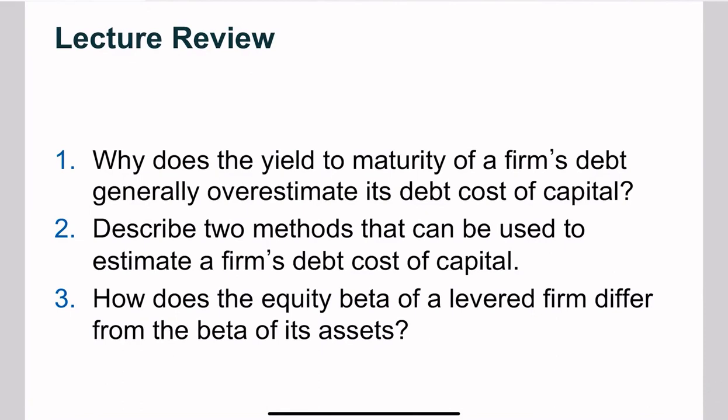First, why does the yield of a firm's debt generally overstate its debt cost of capital? First, let me remind you that the cost of debt equals yield minus P times the loss rate. So judging from this formula, you would see that the cost of debt is smaller than yield. Now, the question is, why do we have this result? What is the intuition here? Or what is the economic explanation we can have here?